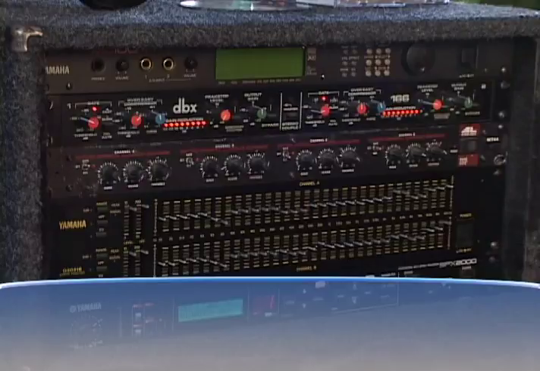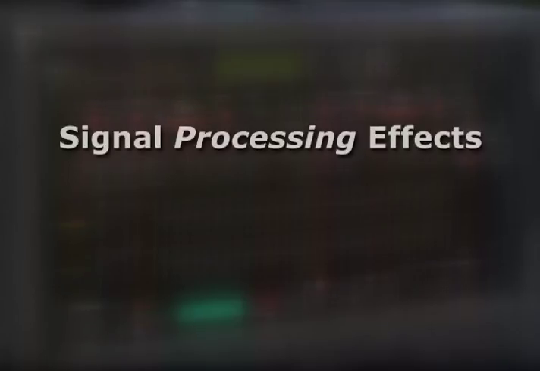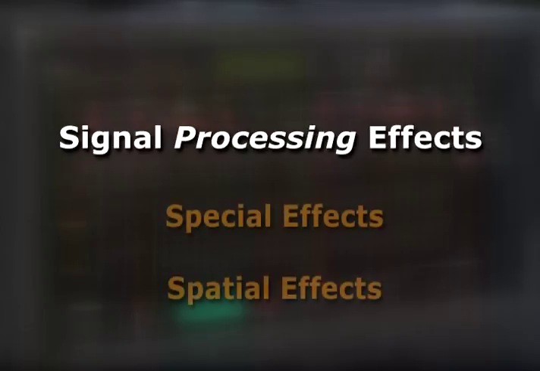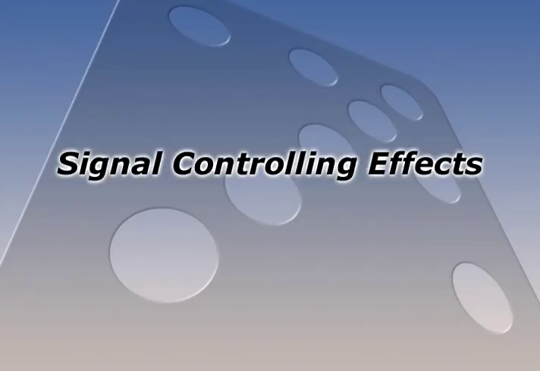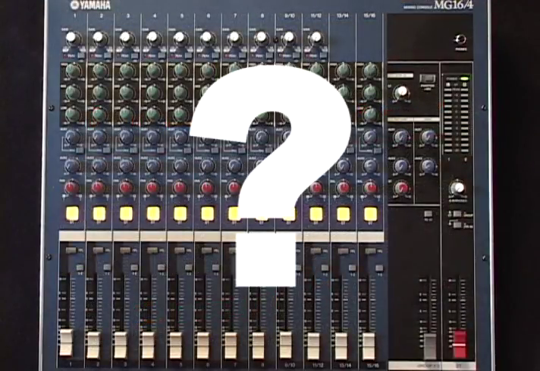Effects can broadly be divided up into two categories: signal controlling effects and signal processing effects. And in fact, signal processing can be further divided up into special effects and spatial effects. Signal controlling effects are simply used to manage sound. Why does sound need managing?